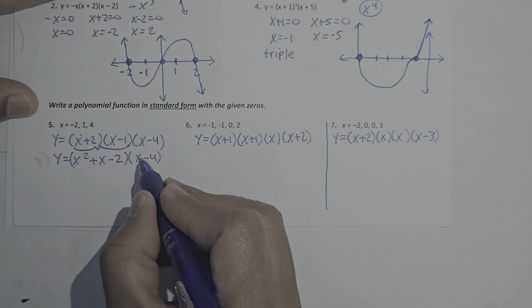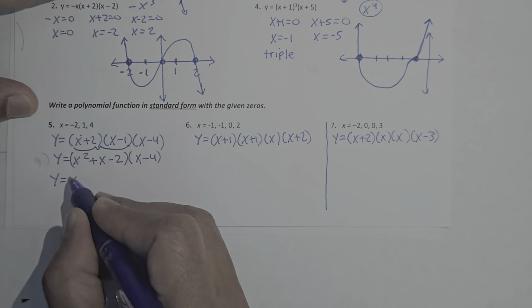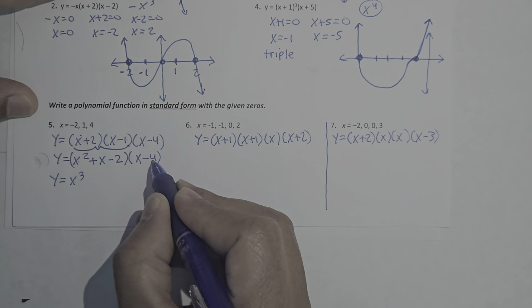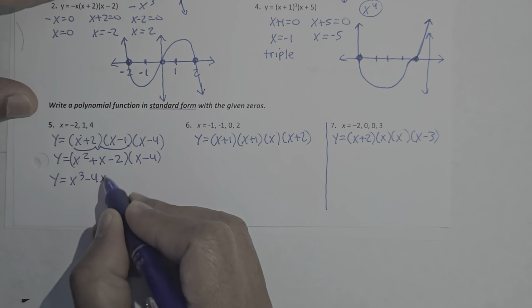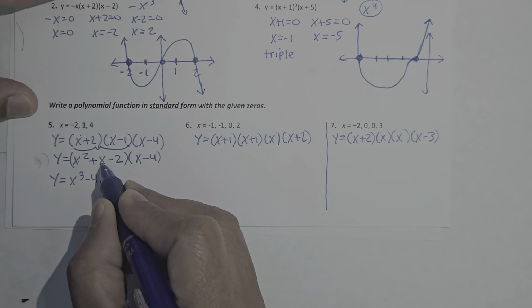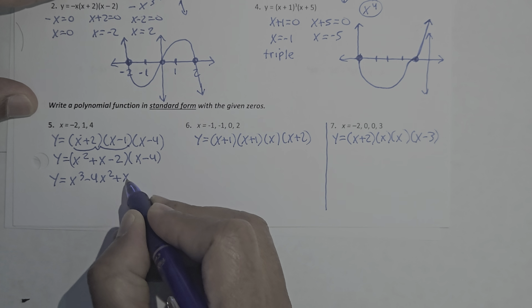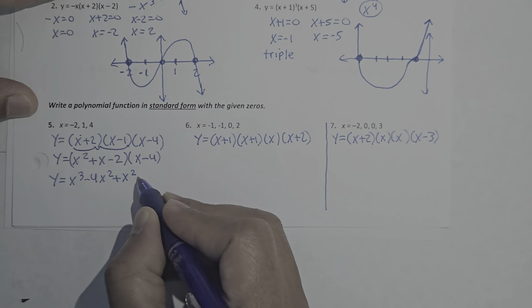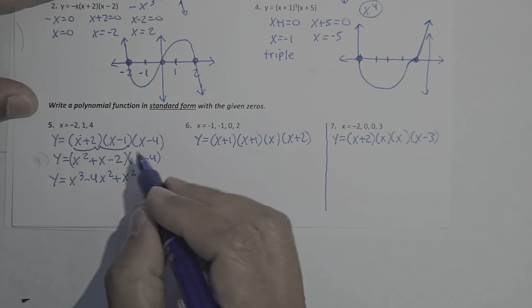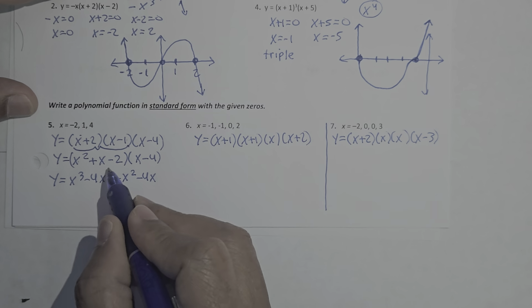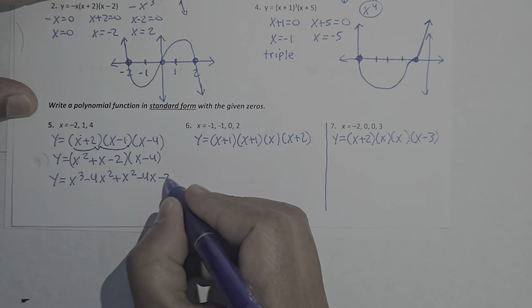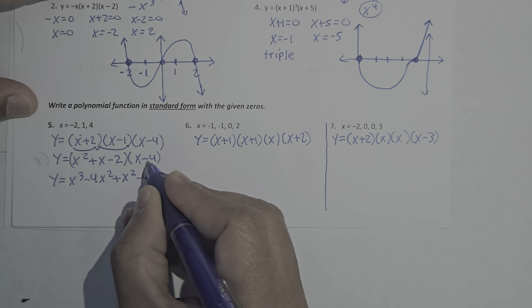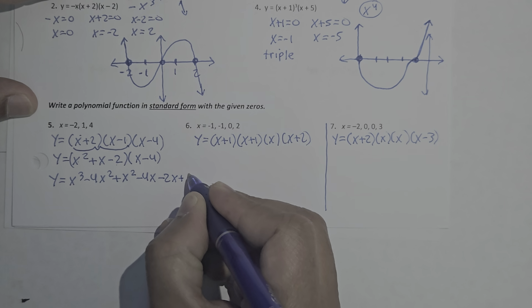So x to the second times x to the first, that is x to the third. X to the second times negative 4, that's negative 4x squared. And then x times x, plus x squared. X times negative 4, that's negative 4x. And then we have negative 2 times x, that's negative 2x. Negative 2 times negative 4, that's positive 8.